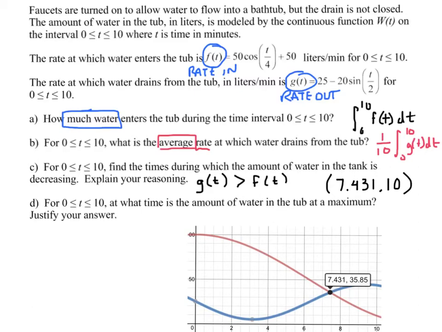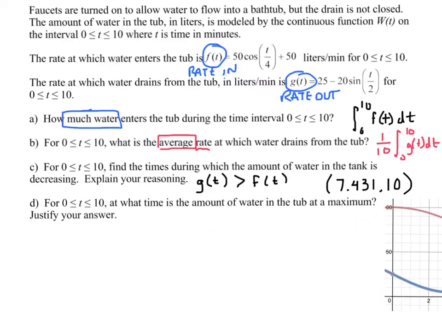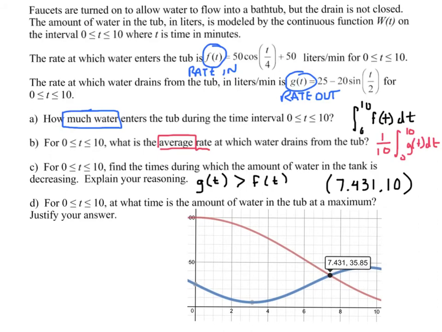Now, finding the time at which the amount of water is at a maximum. Well, there are a couple ways to think about this, I guess. First way is maybe logically with the graph, and you say, well, I started pouring water in right here, and I'm pouring in more water all the way up until 7.431.